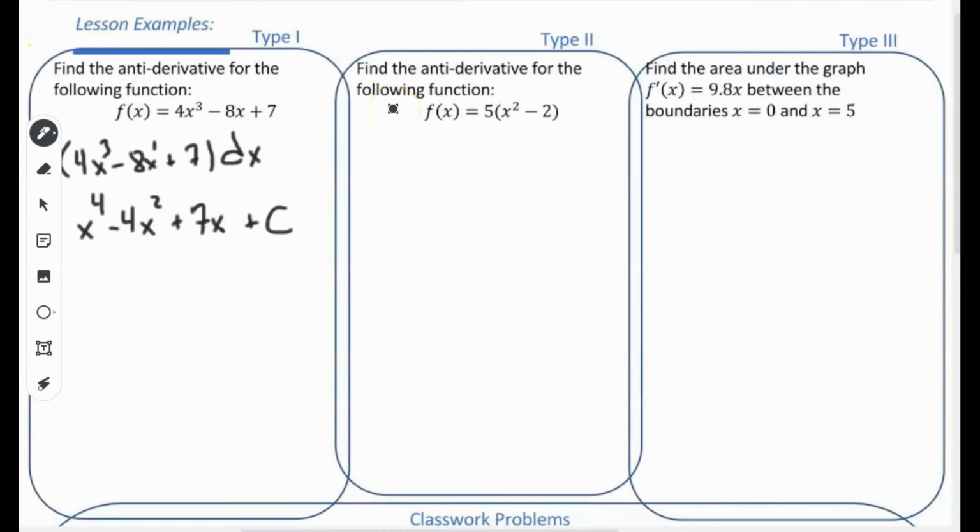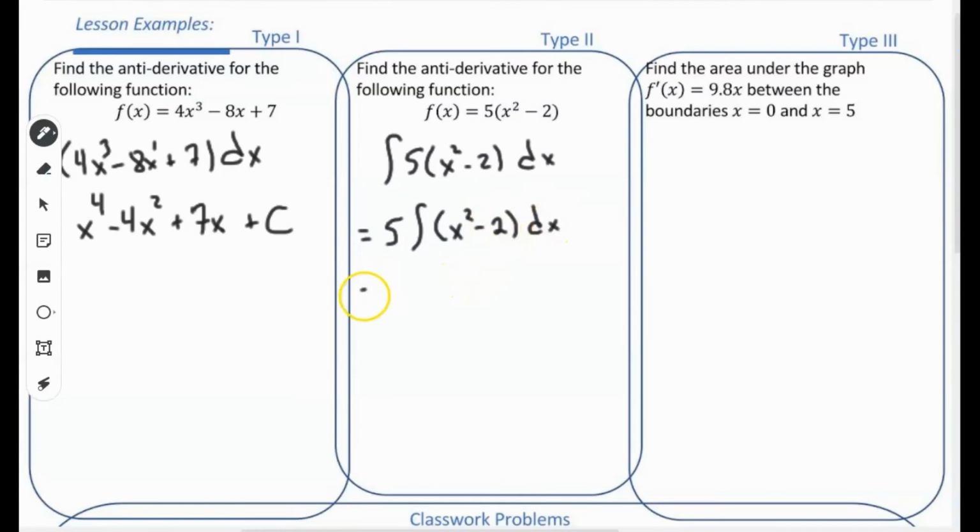Find the antiderivative or integral for the following functions. We have 5 times x squared minus 2. Alright, so we want to find the integral of 5 times x squared minus 2 with respect to x. Now remember our constant rule says we can pull that out. So we can pull the 5 out and find the integral of x squared minus 2 with respect to x. So we've got that 5 there.